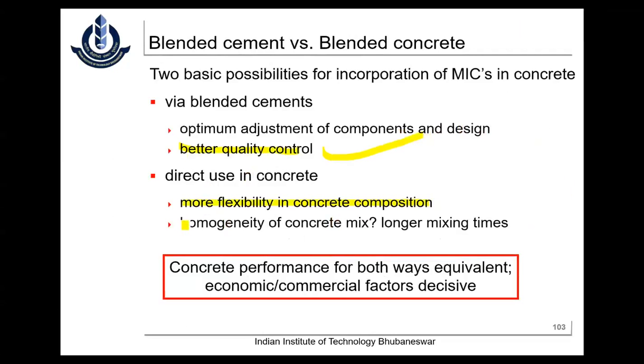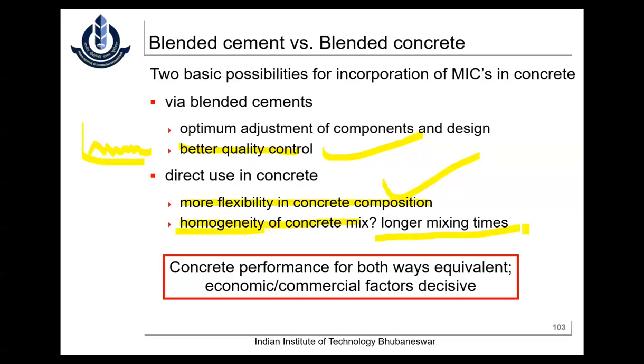The homogeneity of the concrete mix is very important. The homogeneity of the concrete mix will come when there is no variation in the quality of the cement. If you take a curve like this, the quality should be fairly good. Definitely this will be reflected in the concrete, then the homogeneity will not be affected, and longer mixing times will not be needed.